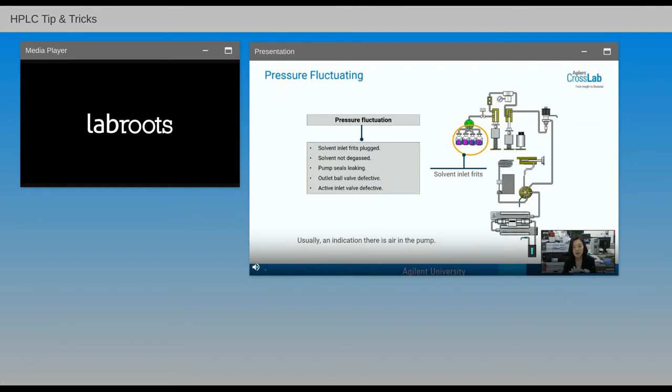Then when the solvents do not have any gas, at high flow rate and high pressure in the pump, you will no longer have the bubble symptom. When there is no bubble, you will not have a pressure fluctuation problem. Of course, the outlet ball valve and inlet valve may also be causes of pressure fluctuation.